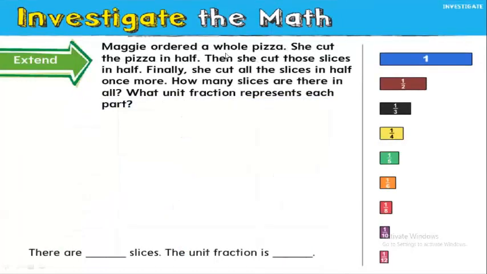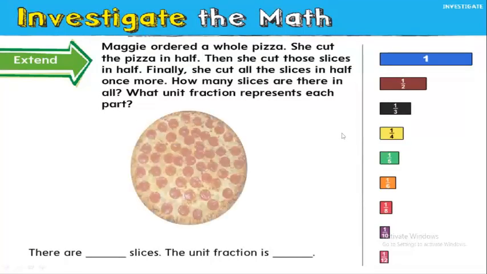Maggie ordered a whole pizza. She cut the pizza in half. Then she cut two slices in half. Finally, she cut all the slices in half once more. How many slices are there in all? What unit fraction represents each part? Try to draw the pizza and divide it into two halves. Then continue and tell me how many slices there are.